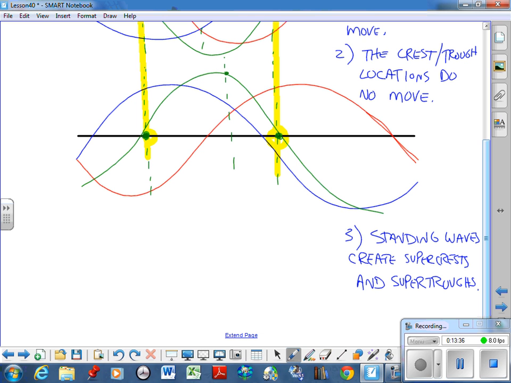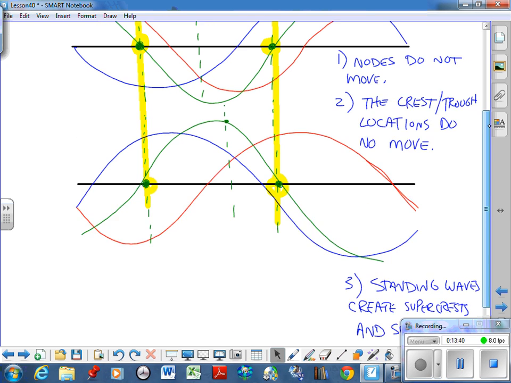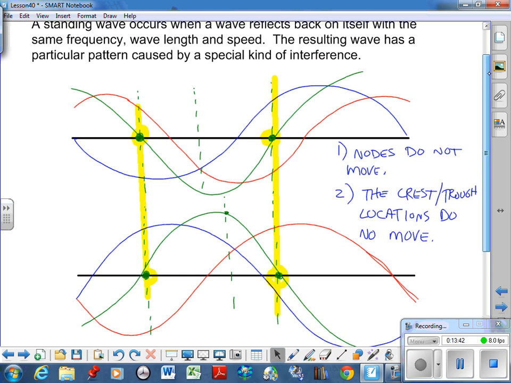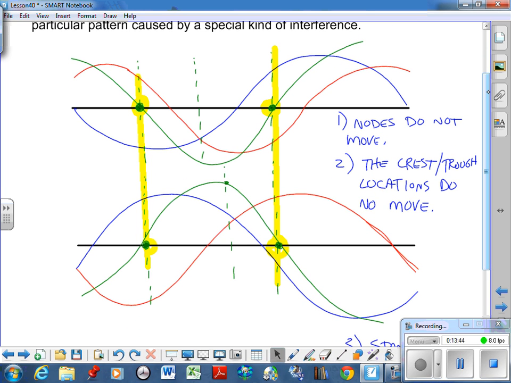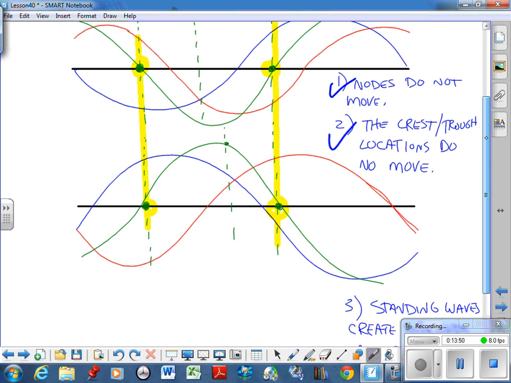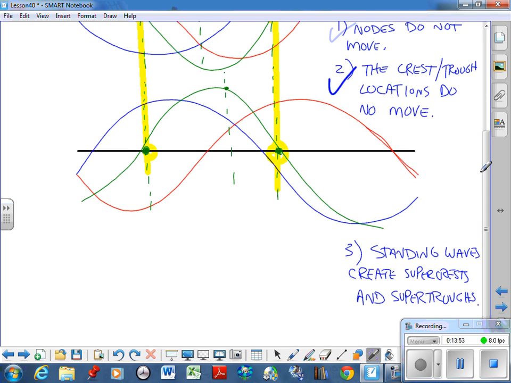Okay. So those are the 3 points I want you to take away from standing waves. If you have a standing wave that's out of phase, or reflected back on itself, the nodes will not move. The second thing is the crests and troughs of the new wave that's created also will remain in the same location or do not move. And finally, you get super crests and super troughs.